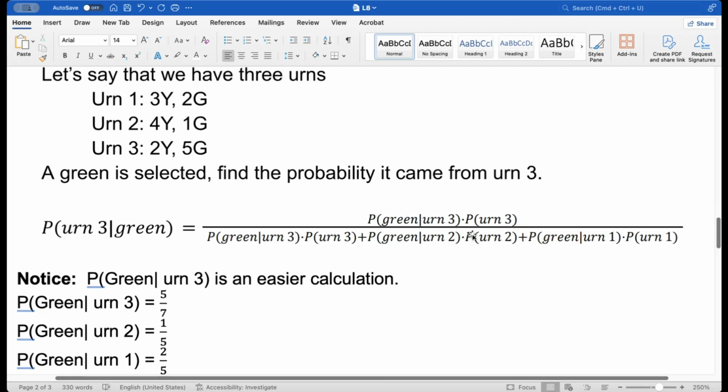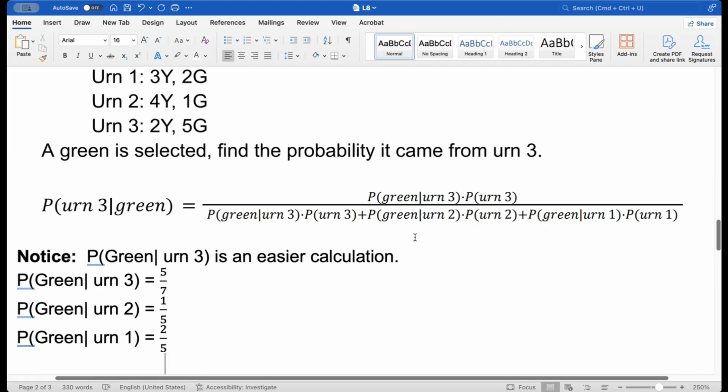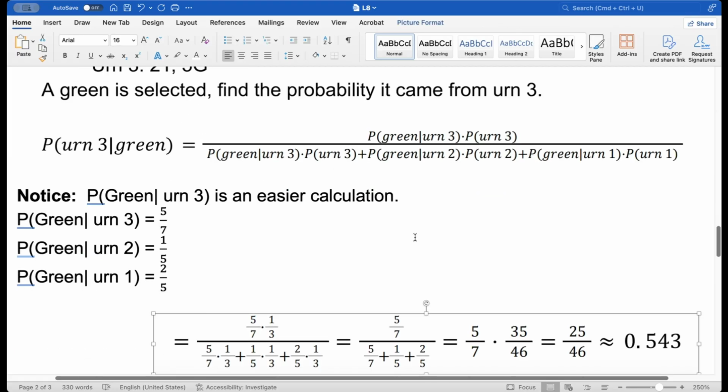Now, the probability of selecting any urn, the problem should have specified here, but we're going to assume that it was equally likely to pick any one of the urns. We're going to assume that the probability of selecting a specific urn is 1 out of 3. So we're going to have a common 1/3 in every term. Now, in the numerator, it was the probability of green given urn 3 times the probability of urn 3. So it's 5/7 times the third.